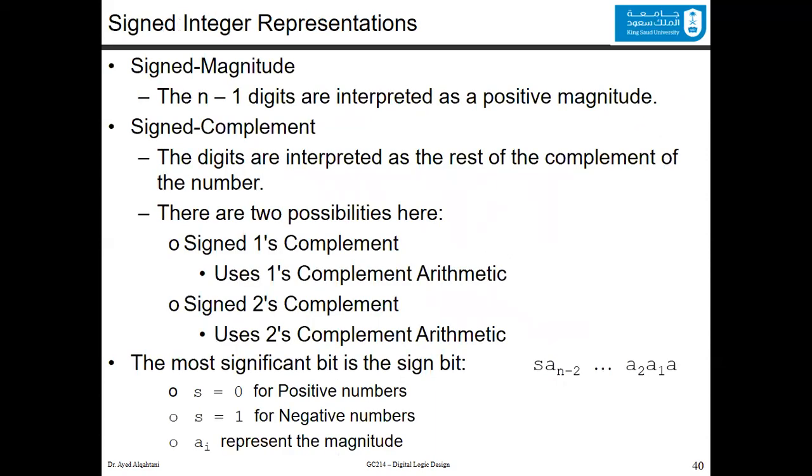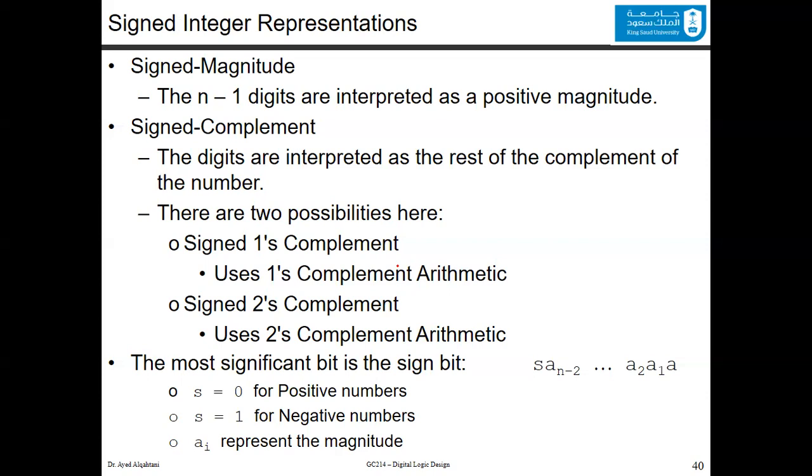Now, we'll discuss the signed integer representation. We actually just reminding you that we studied before the sign and magnitude. The n-1 digits are interpreted as a positive magnitude. The signed complement with its 2 versions, the ones and the twos complement, the digits are interpreted as the rest of the complement of the number. There are 2 possibilities. The ones complement, you use the ones complement arithmetic. In the twos complement, you use the twos complement arithmetic.